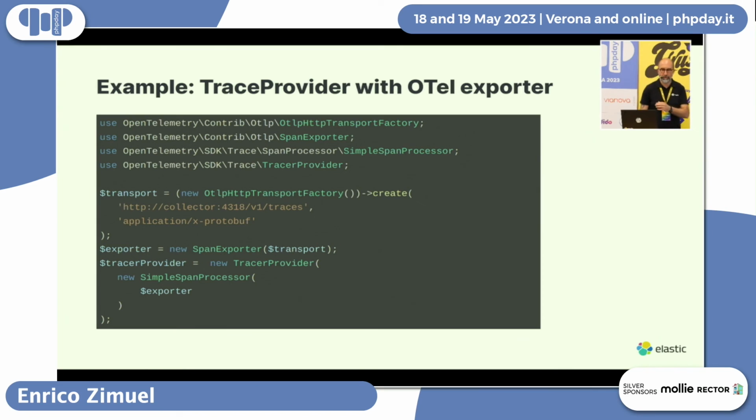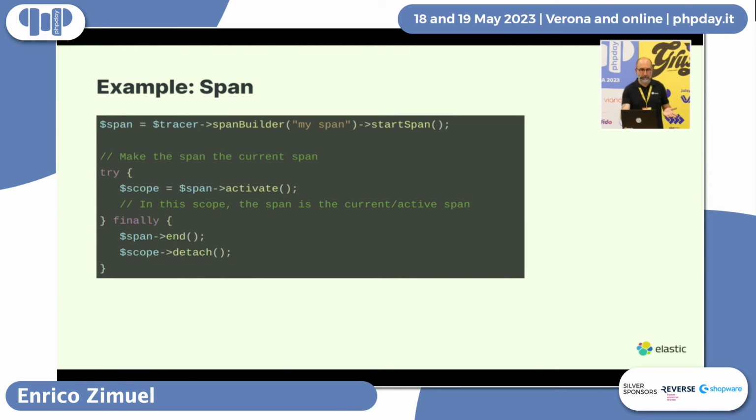If you want to send to a collector or a backend, instead of the console, you have just to change the exporter. In this case, it is the OTLP HTTP transport. As you can see, this is the address. This is the default one. 4318 is the default port for HTTP. For gRPC it is 4317. And this is the header that requires the protocol. And that's it. To create a span, very simple.